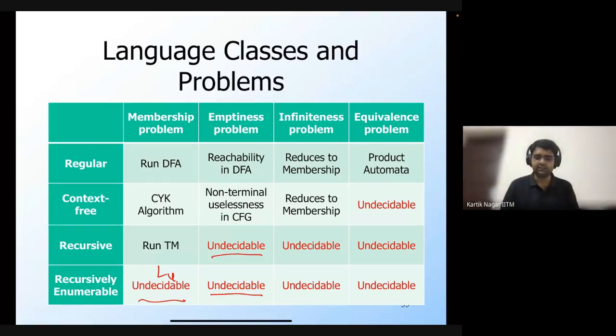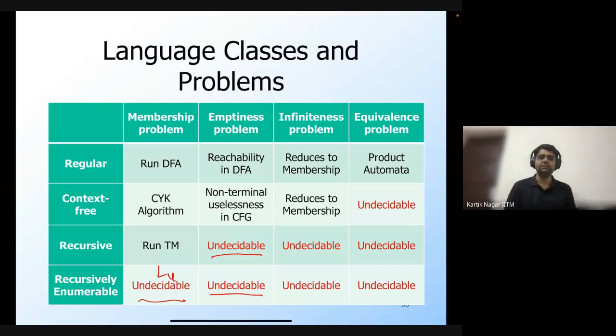Now let's look at the infiniteness problem, which asks whether or not some language is infinite. For regular languages, when we discussed the pumping lemma, we showed that given a DFA with n states, if the language contains a string of length between n and 2n minus 1, then the language is going to be infinite. So this basically reduces to the membership problem.